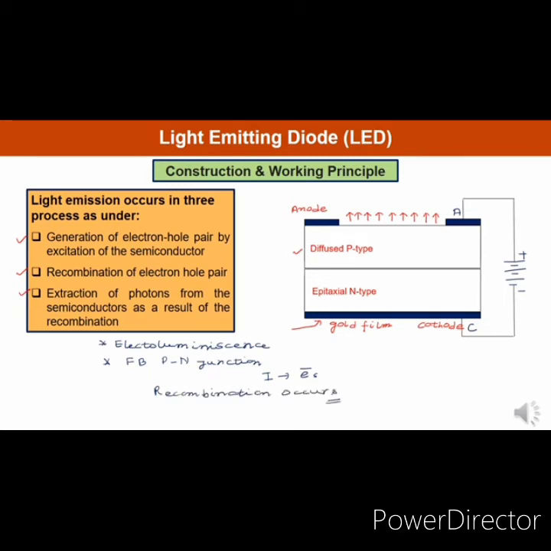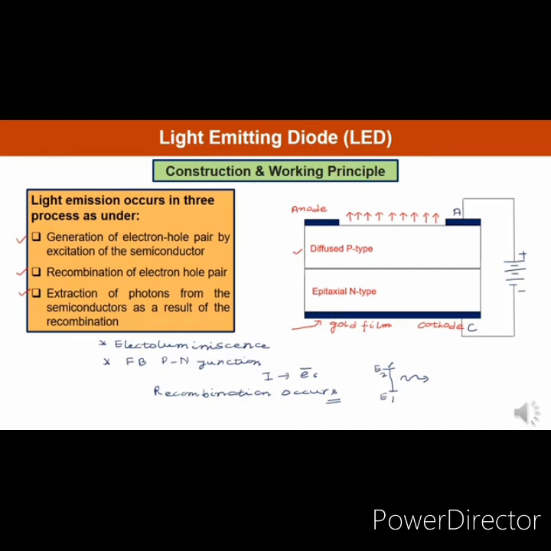Recombination occurs, which is actually the important phenomenon. When an electron recombines with a free hole, it falls from a higher energy to a lower energy. If it falls from this point to this point, then it releases a photon of wavelength corresponding to the energy difference. This energy difference, let us say, is E2 minus E1.